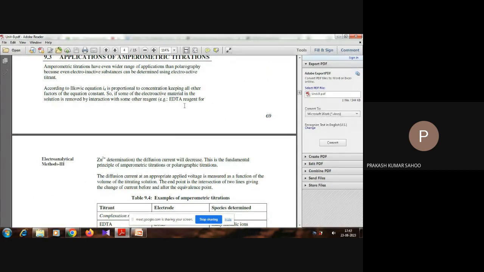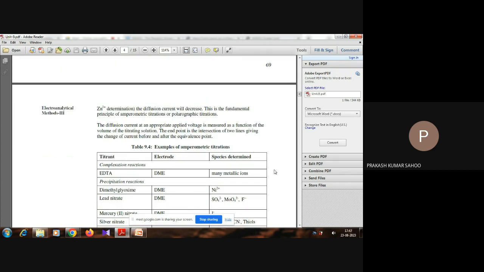Yesterday I already explained, when zinc, Zn2+ ion, in a solution is complexed with EDTA, ethylenediaminetetraacetate ion, the number of zinc ions will gradually decrease. That is why the diffusion current will also decrease. This is the fundamental principle of amperometric titration, or polarographic titration.